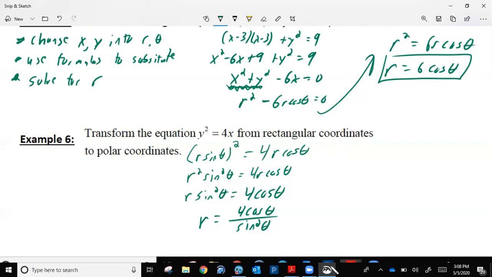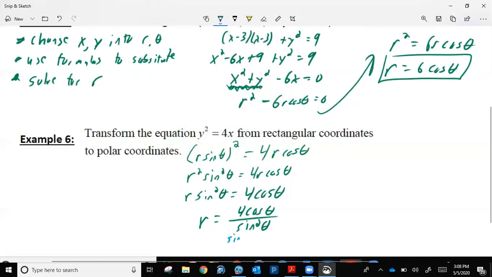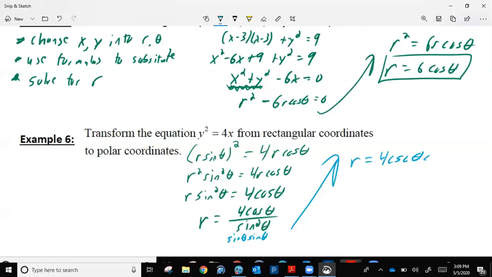And then this can simplify a little bit, because sine squared is really sine theta times sine of theta. And we did in a previous unit, chapter 7, cosine on top of sine is cotangent. 1 on top of sine is cosecant. So 4 on top of sine is 4 cosecant. So r is going to be 4 cosecant theta, cotangent theta.